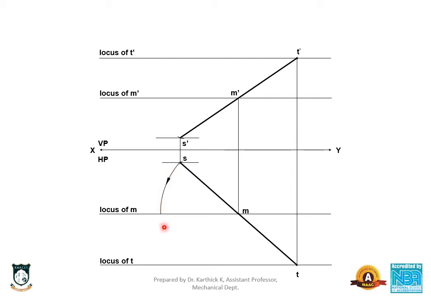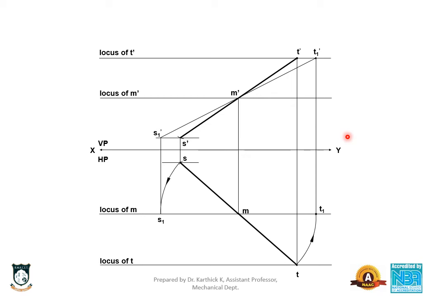This point is known as S1, right? This S1 should be extended up to the locus of S dash. This point is known as S1 dash. Similarly, M as center, T as radius, right? You have to draw an arc in this direction. This point we have to take as T1. This T1 should be extended up to the locus of T dash, and this one is known as T1 dash. So S1 dash is here, T1 dash is here. Just join these two using scale.